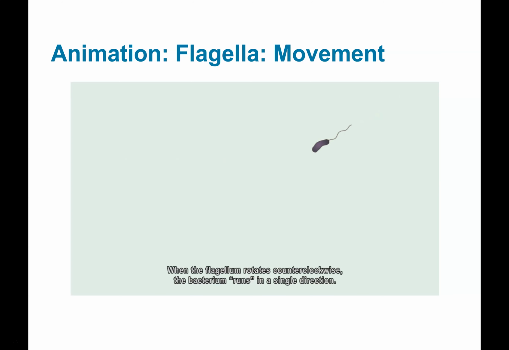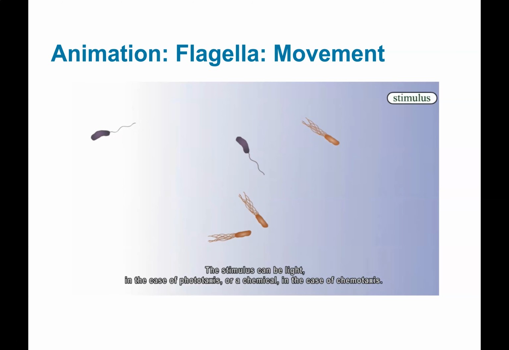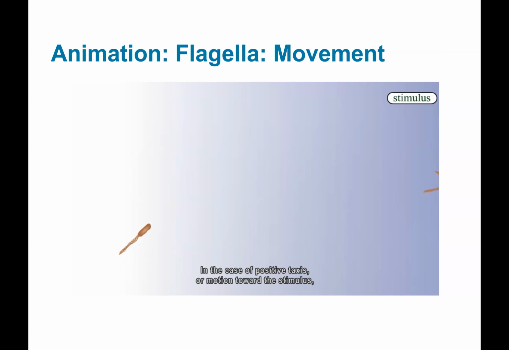When the flagellum rotates counterclockwise, the bacteria runs in a single direction. When the flagellum rotates clockwise, the bacterium tumbles and changes direction. Movement toward or away from a stimulus is called taxis. The stimulus can be light in the case of phototaxis or a chemical in the case of chemotaxis. In either case, the bacterium contains receptors which send signals to the flagella. In the case of positive taxis, or motion toward the stimulus, tumbles become less frequent when the cell moves toward the stimulus and more frequent when the cell moves away from the stimulus.